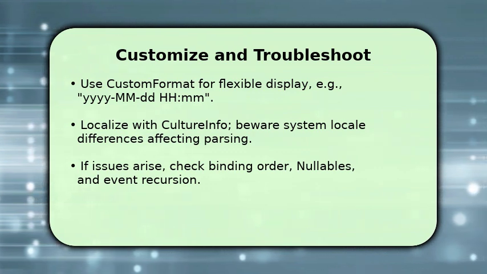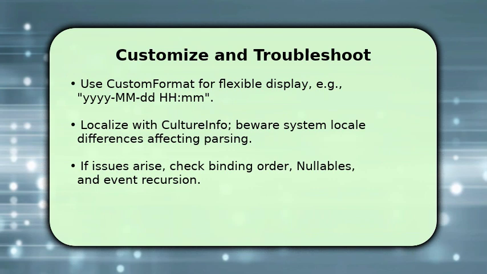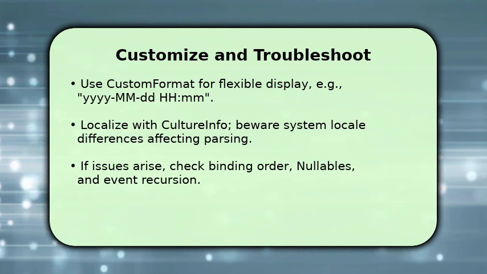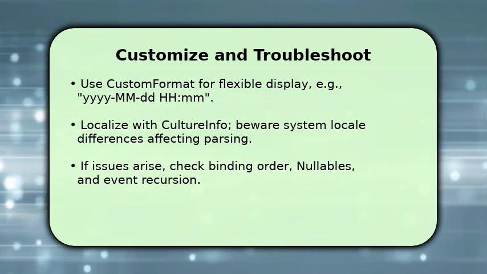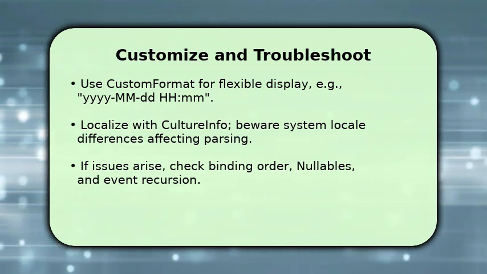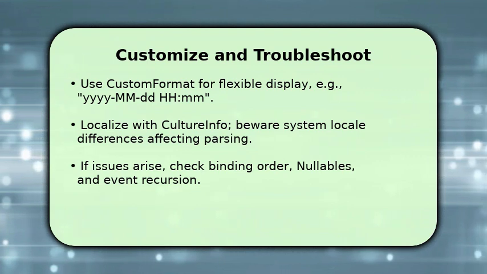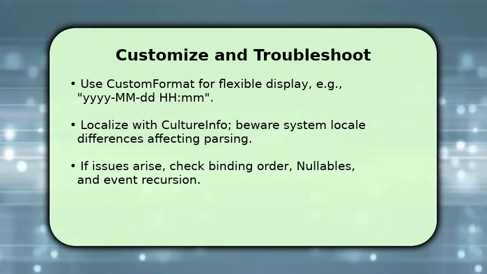If things go wrong, first inspect your data binding order and whether you use nullable DateTime. Also watch for event recursion when setting value inside value changed. Unhook, set, and rehook events to avoid loops.